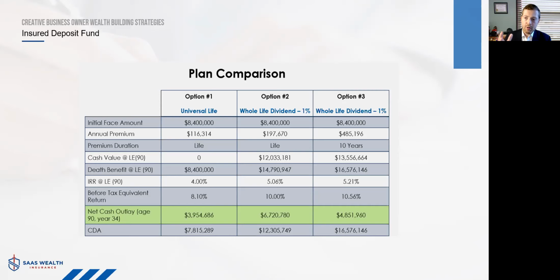So that was just a brief overview of IPPs and insured deposit funds. We'll now open the floor up to questions.